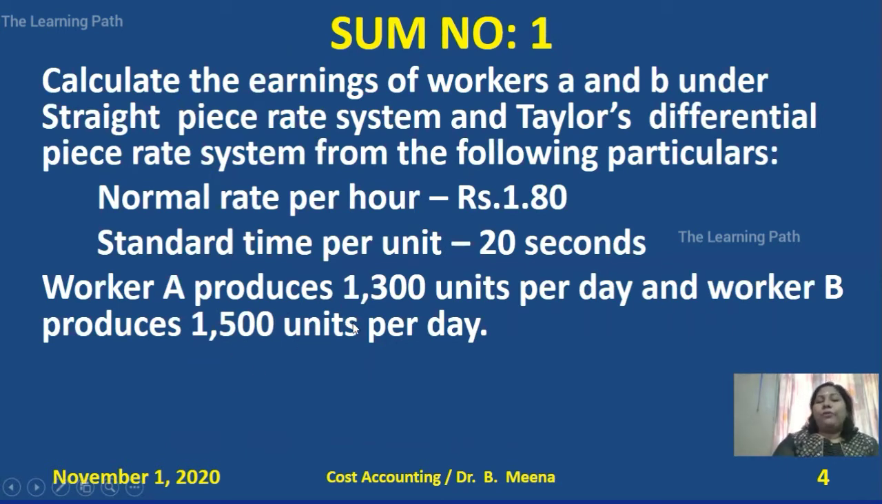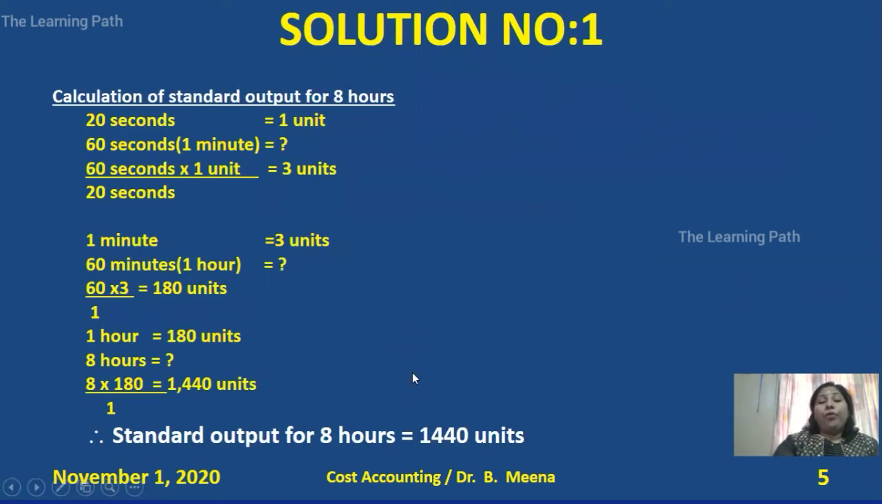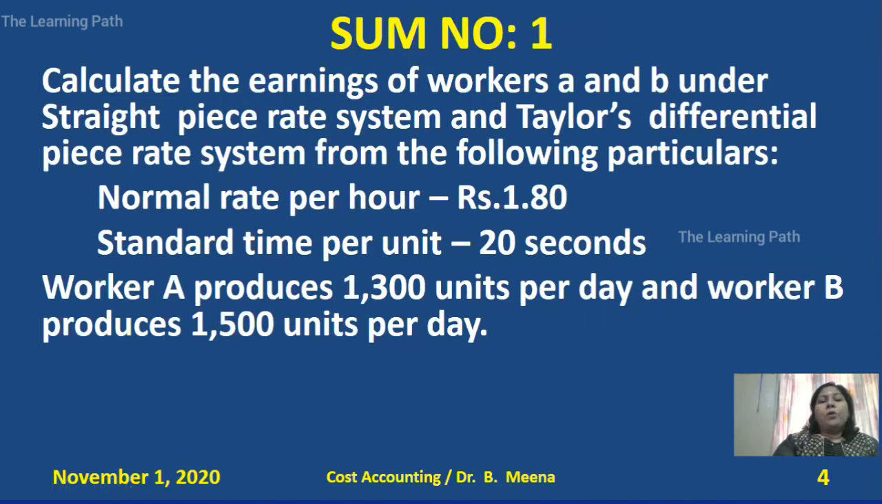What is the actual output of A and B? A is 1300, B is 1500. So you will come to a conclusion. Standard is 1440, but A produces 1300 only. So we'll come to a conclusion A is below standard, but B produces 1500. So we will come to a conclusion B is above the standard. Okay. So A will get 80 percentage of piece rate. B will get 120 percentage of piece rate as per Taylor's method.